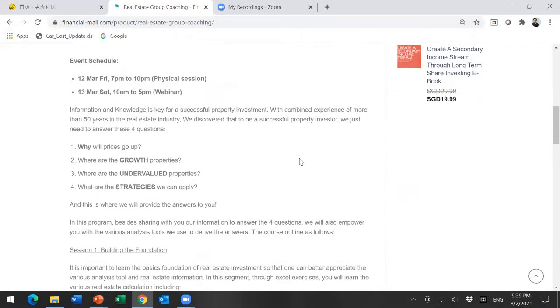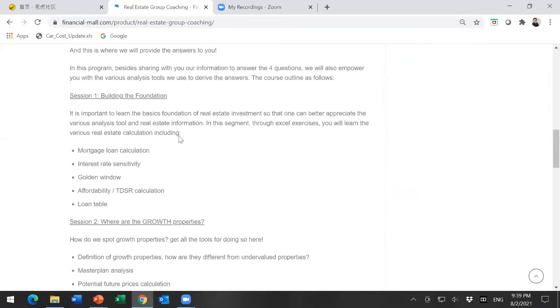So it's going to be broken up into 4 parts. One is building the foundation. This is more like a recap for you. If you have gone through our program, which all of you did, you should remember all this: the mortgage loan calculator, interest rate sensitivity, golden window, affordability, loan table.